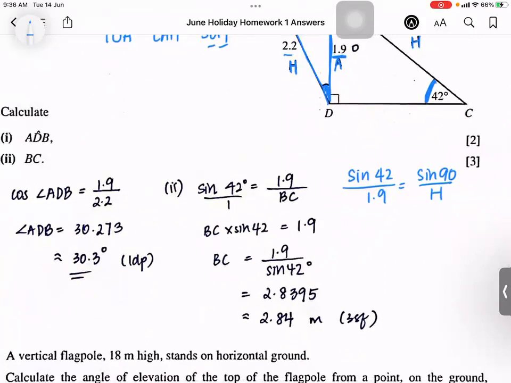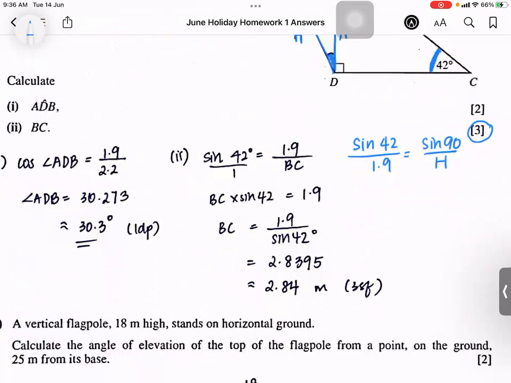But it's very interesting. I don't know why they give 3 marks just for such a simple question. But yeah, I'll just get my answers.